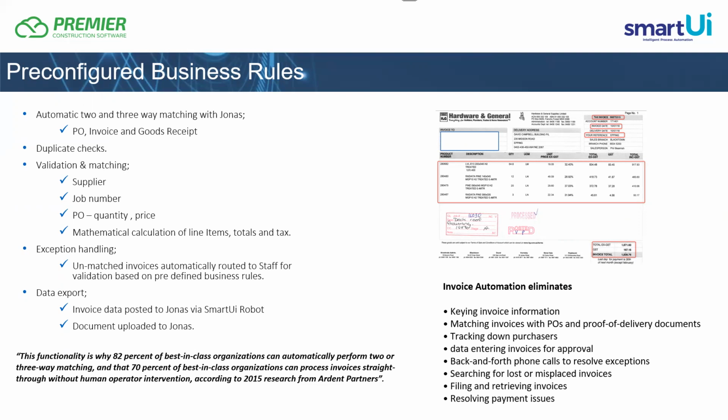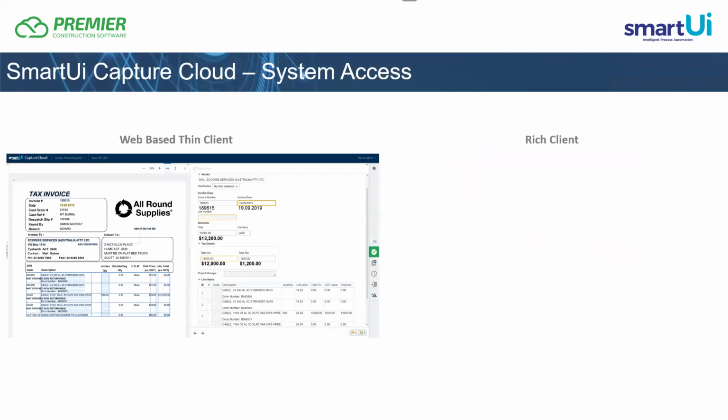Once it's in Premier, it then follows the approval workflows based on the job number or purchase order or GL workflows that have been set up in Premier. So it's a real easy way to onboard and push invoices in there with minimal manual effort. As I said before, mathematical calculations are working out the line items, and we can do things like check for duplicates as well.